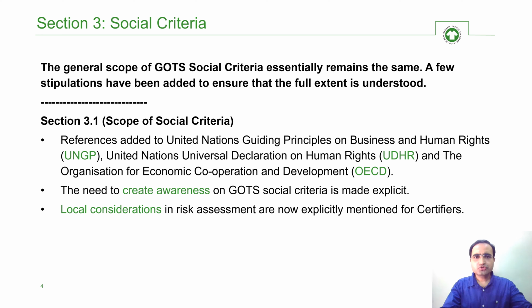In Section 3 Social Criteria, some requirements have now been explained or given in more detail. This has been done to avoid confusion and also help with the standards benchmarking process. In Section 3.1, references to UNGP, UDHR, and OECD have been given. Certified entities shall create awareness about the social criteria. The existing requirement to take local considerations into account for risk assessment has also been specified.